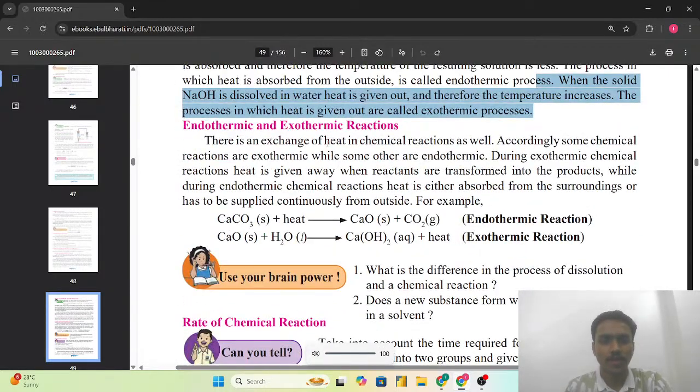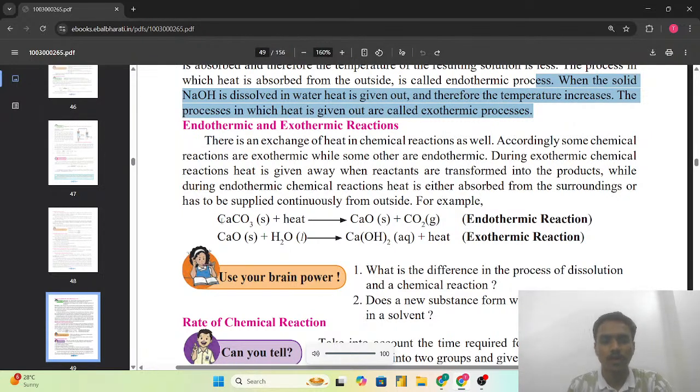Next part, endothermic and exothermic reactions. There is an exchange of heat in chemical reactions as well. Accordingly, some chemical reactions are exothermic while some are endothermic. During exothermic chemical reactions, heat is given away when reactants are transformed into products. During endothermic chemical reactions, heat is either absorbed from the surroundings or has to be supplied continuously from the outside.